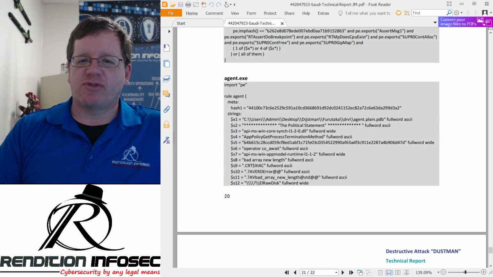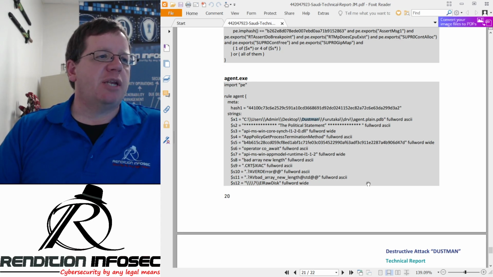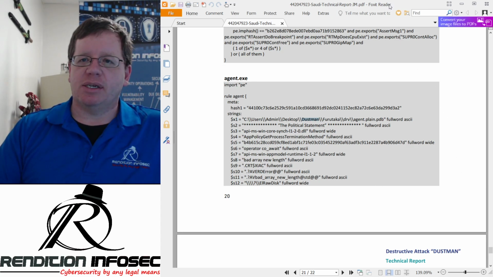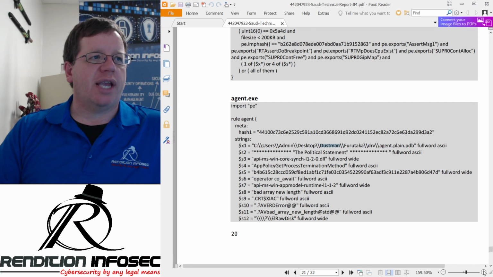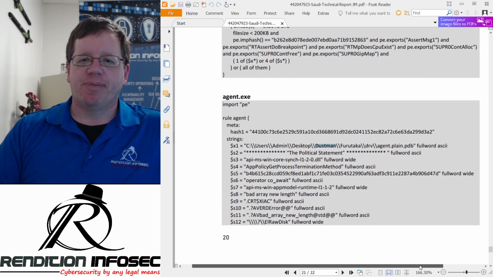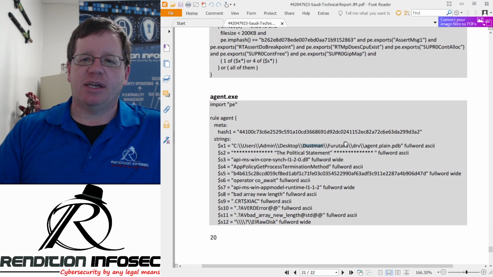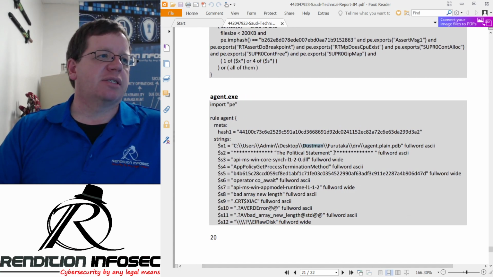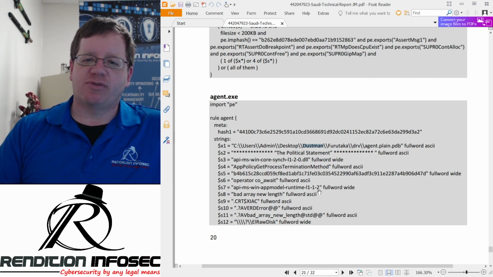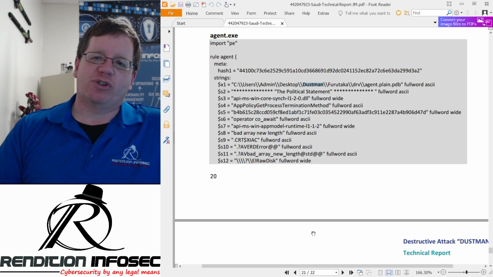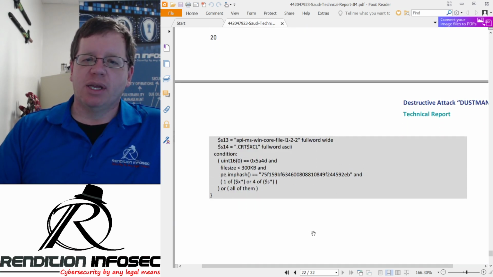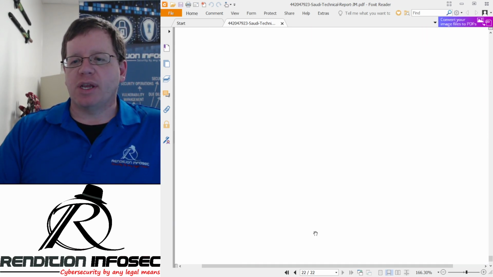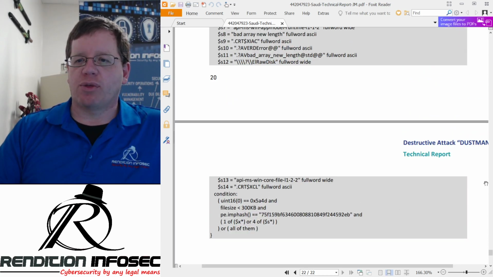Also worth noting here, as far as where does Dustman get its name from? Notice the PDB file for the agent.exe. And you can see here then indeed that Dustman is part of the path, right? And so that helps a little bit for understanding where it got its name from.